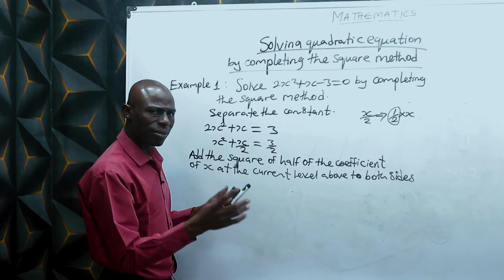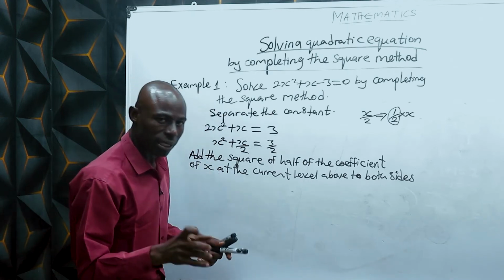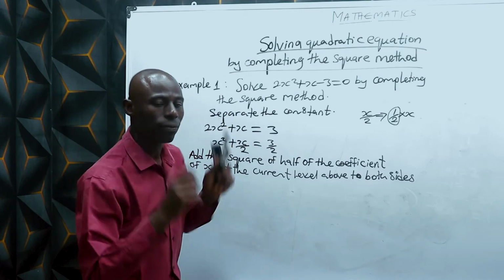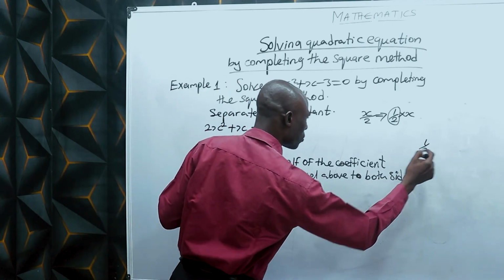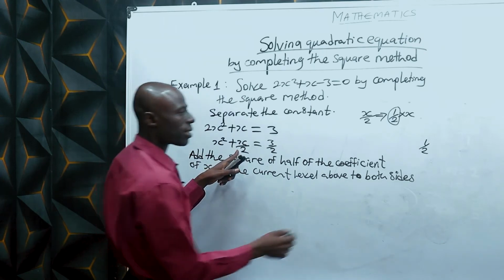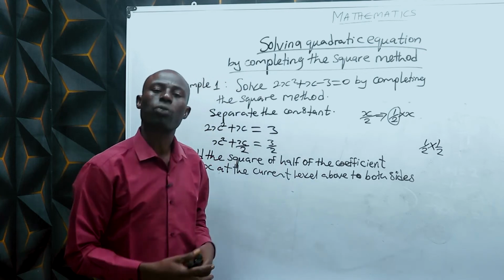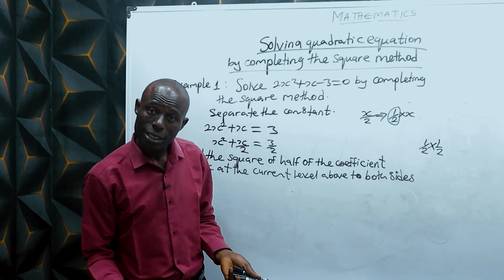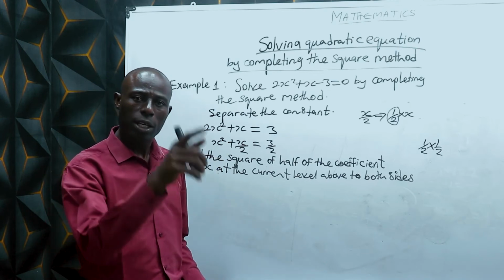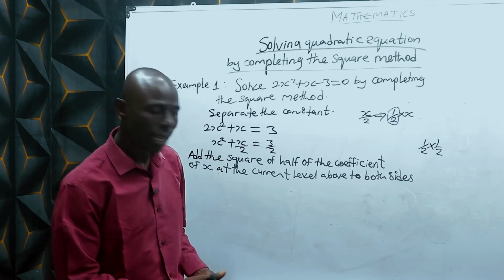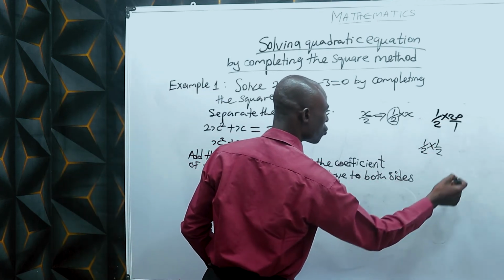We are interested in finding half of that coefficient of x. We are interested in squaring that half. So what is the coefficient of x at this level? Half. What is half of it? Times half. To get half of something, what is half of 20? Half of 20 is 10. How do you get it? Half times 20. It gives you 10.